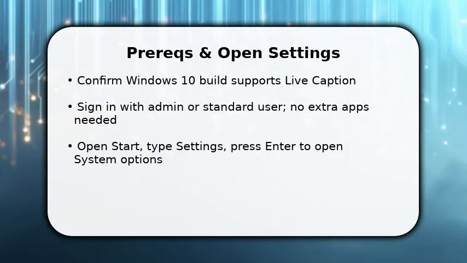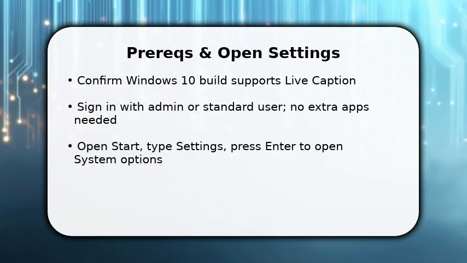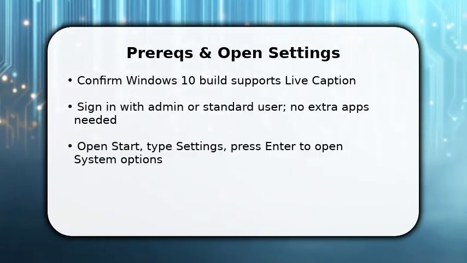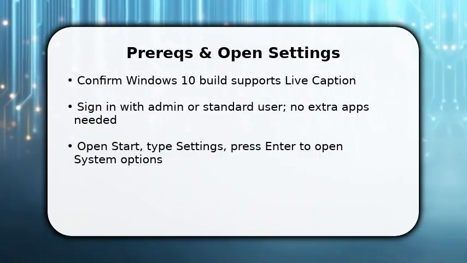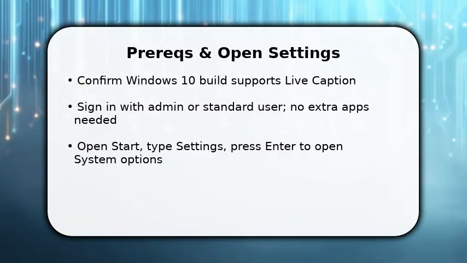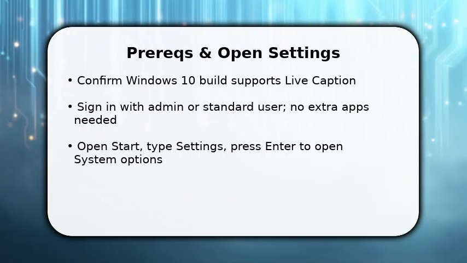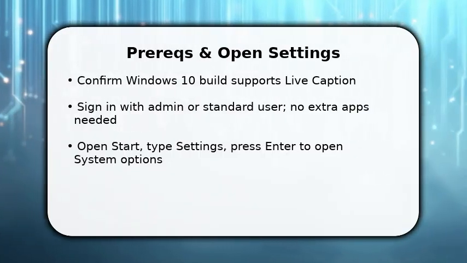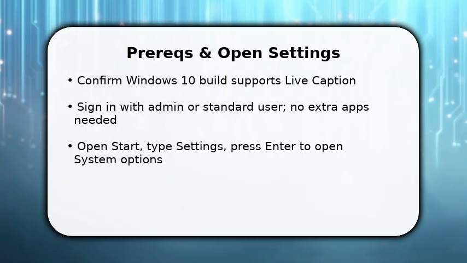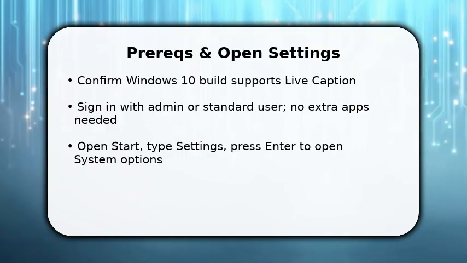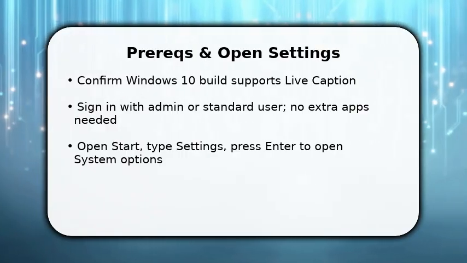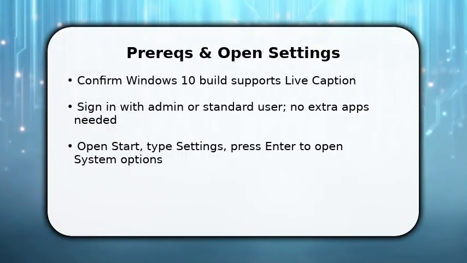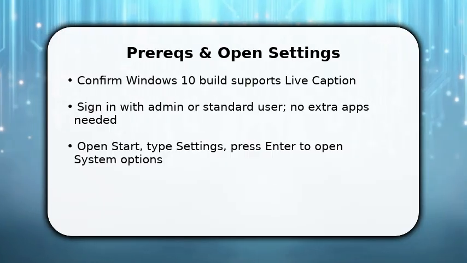You start by confirming your PC can run built-in live caption and sign into Windows. Once done, open Start, type Settings, and press Enter to load the Settings app. Make sure you're in the main account you use daily because accessibility settings apply per user. Now select System to reveal display, sound, and caption options. This first step gets you straight into the right control panel so you can enable captions without detours.